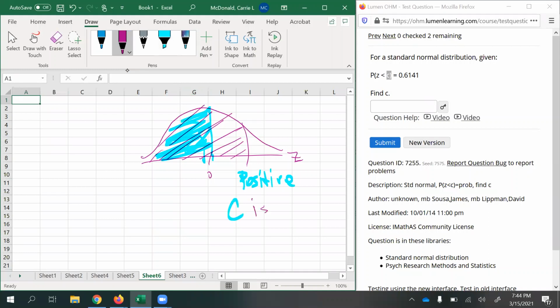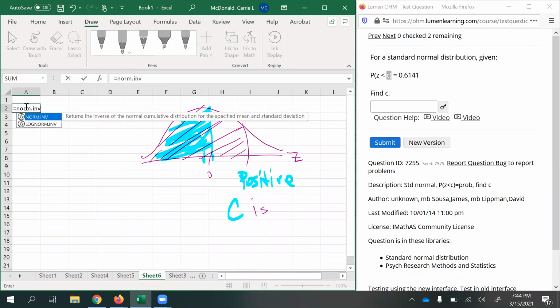Now, you're going to use NORM.INV to find this, because you know the probability, but you need to, I have a little baby knocking at my door, so I'm just trying to finish this up real quick.